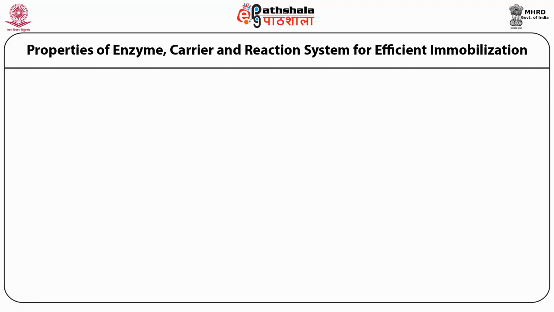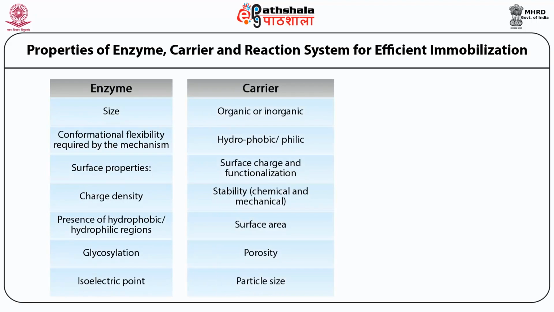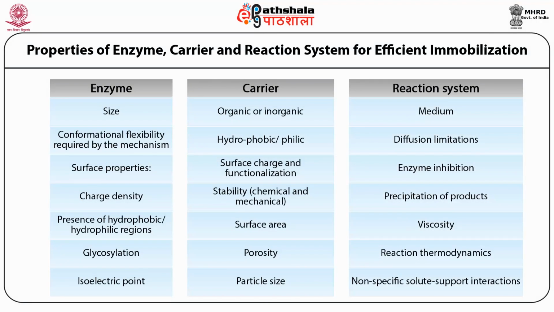So let us now discuss the properties of enzymes, carriers and reaction systems for efficient immobilization. The size of the enzyme is important. The conformational flexibility required for the mechanism is important. Its surface properties are also important, such as charge density, presence of hydrophobic and hydrophilic regions, glycosylation and its isoelectric point. These properties help you to design a particular matrix or protocol which helps you to tag the enzyme with the carrier or the matrix.